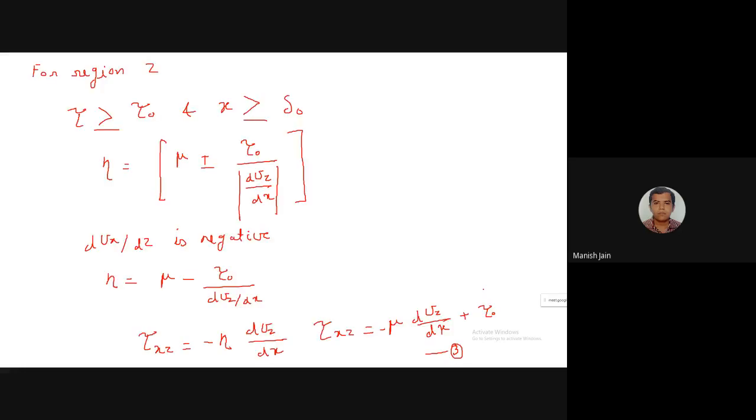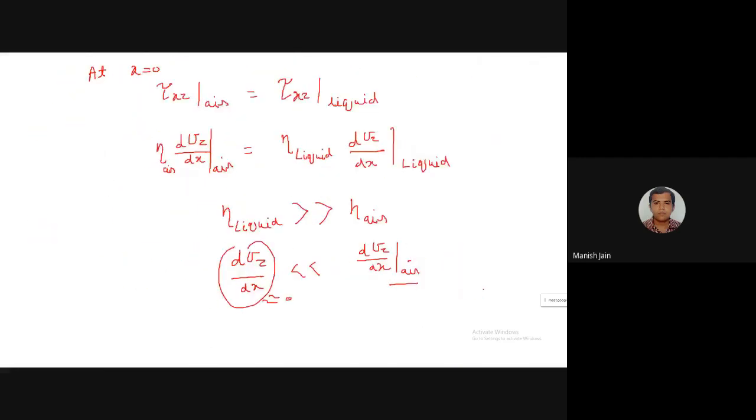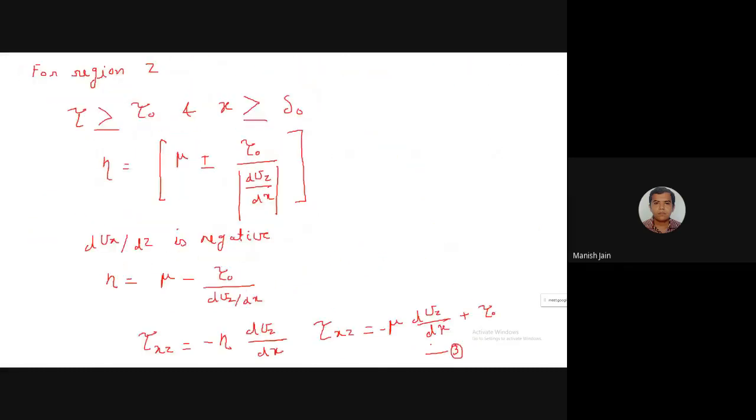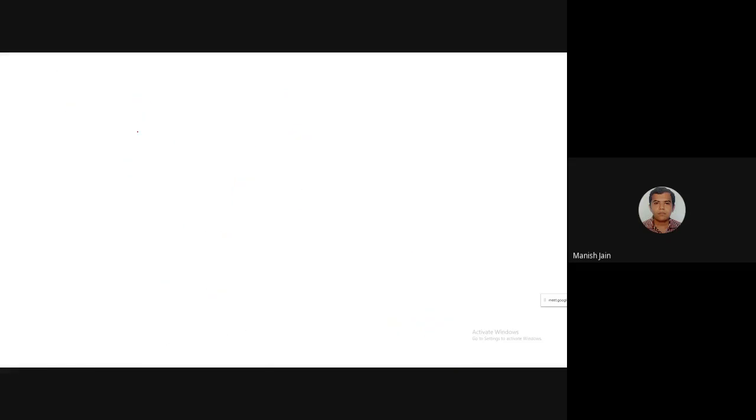Okay, now you have to just substitute equation number 3 in equation number 1. What is equation number 1? Equation number 1 is tau xz equal to rho g x cos beta. So rho g x cos beta equal to equation number 3, that is minus mu dvz by dx plus tau naught. Okay, so just substitute this: minus mu dvz by dx plus tau naught equal to rho g x cos beta.